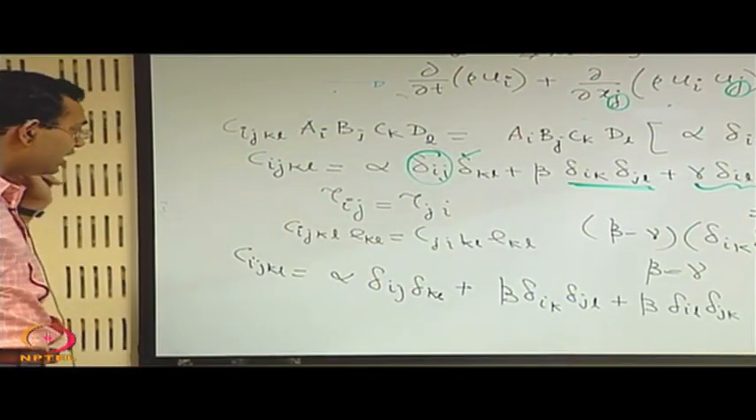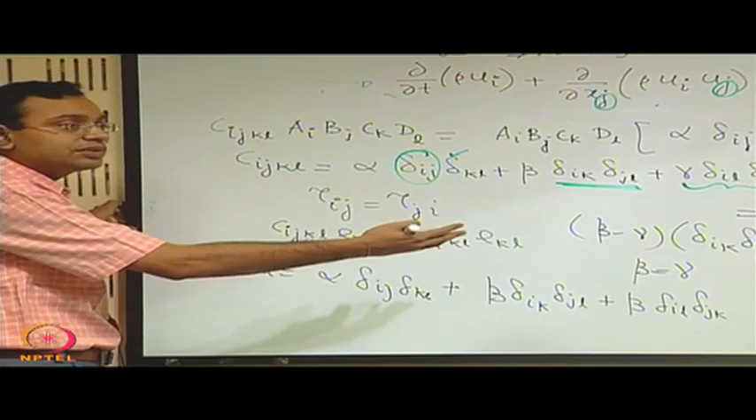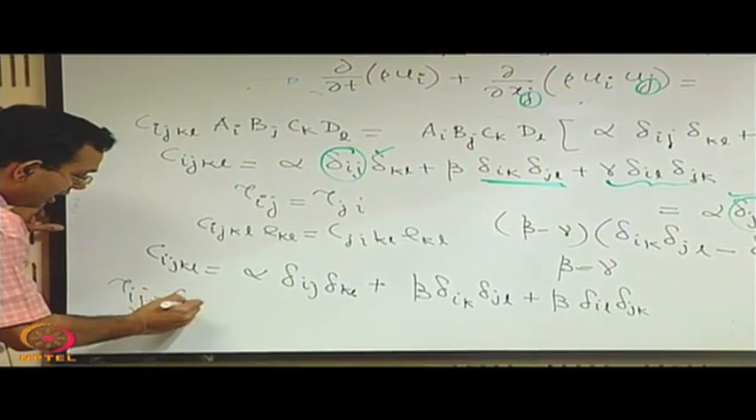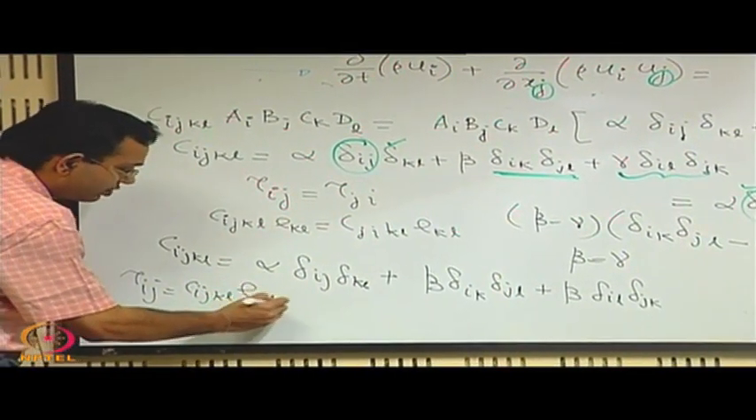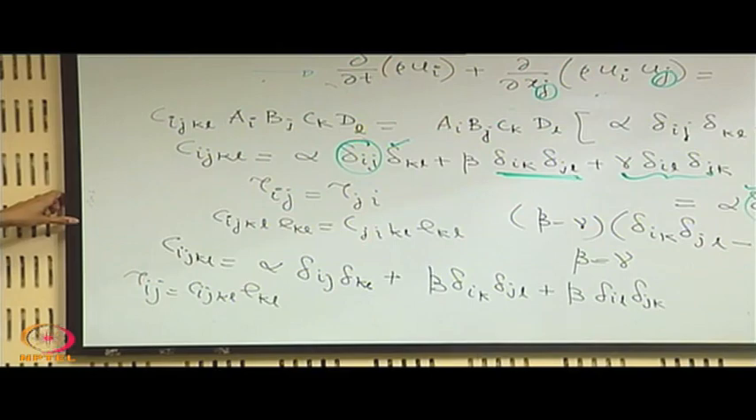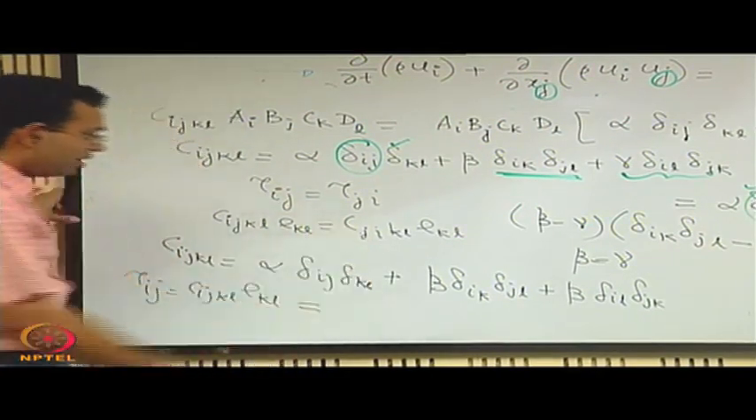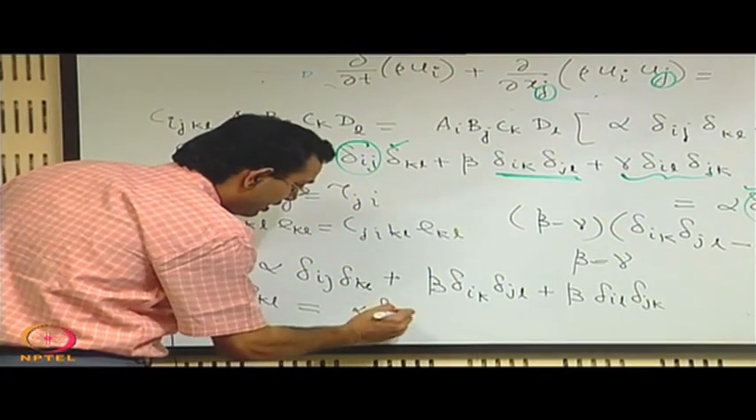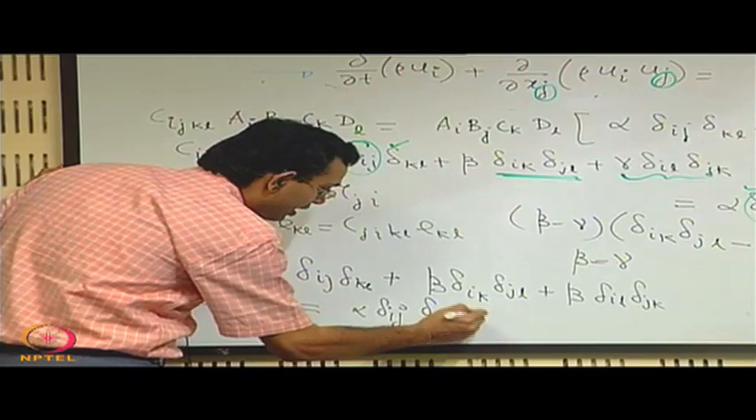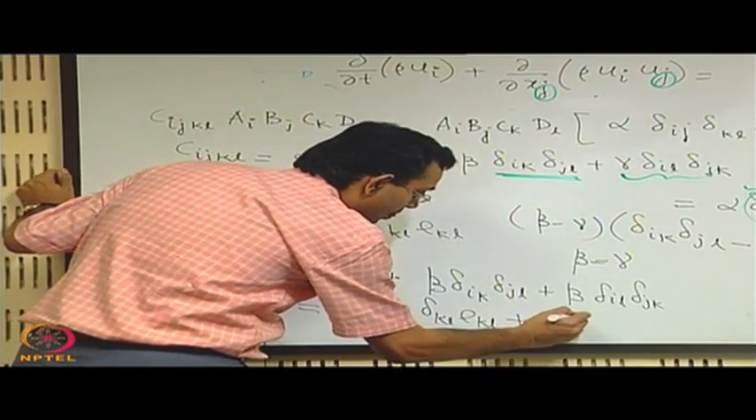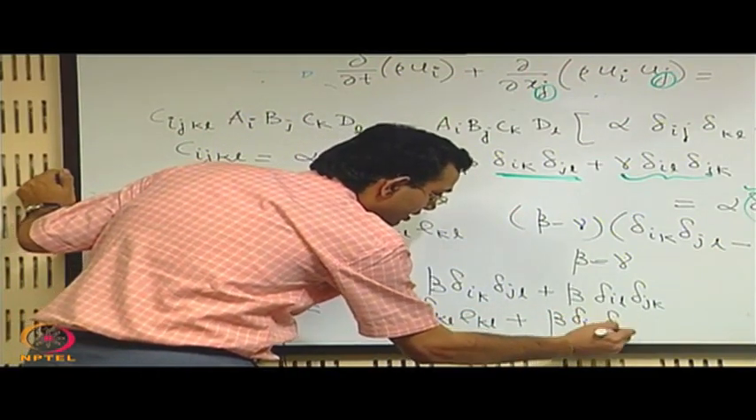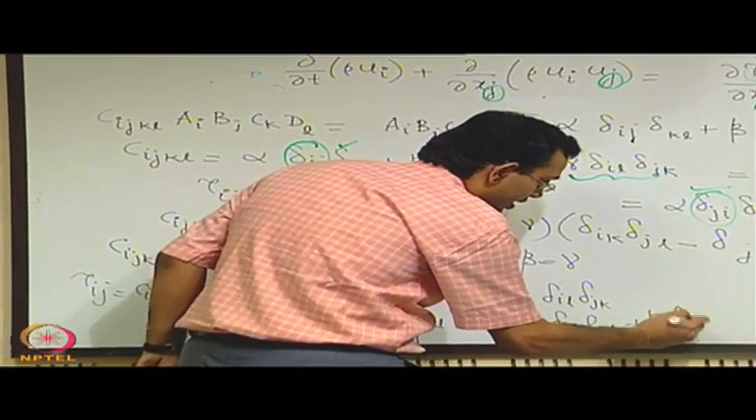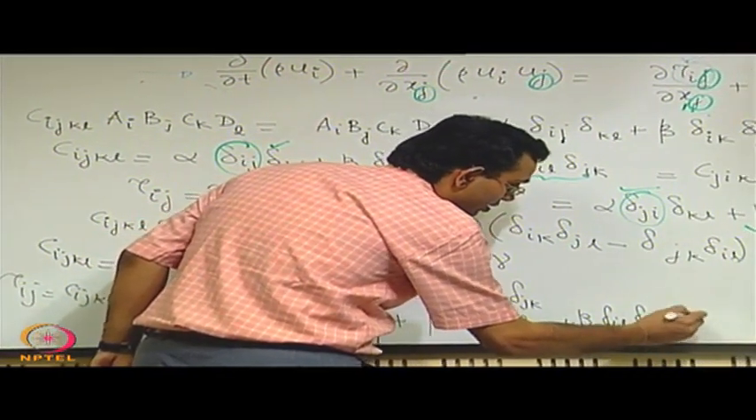So when we want a physical understanding of these terms, we will now write the expression for tau ij, that will give a physical understanding of the term. So tau ij is Cijkl into ekl. So we will multiply this with ekl. So you have alpha delta ij, let us just write it in an expanded form, delta kl ekl plus beta delta ik delta jl into ekl plus beta delta il delta jk into ekl.